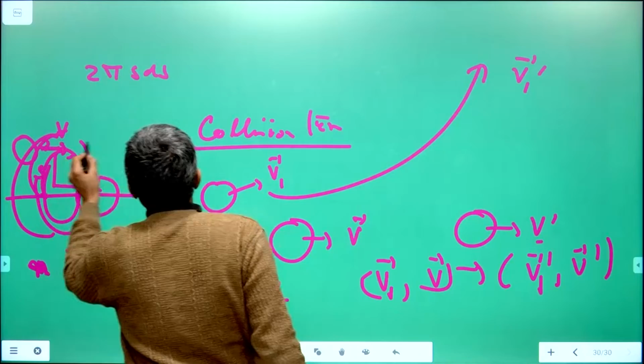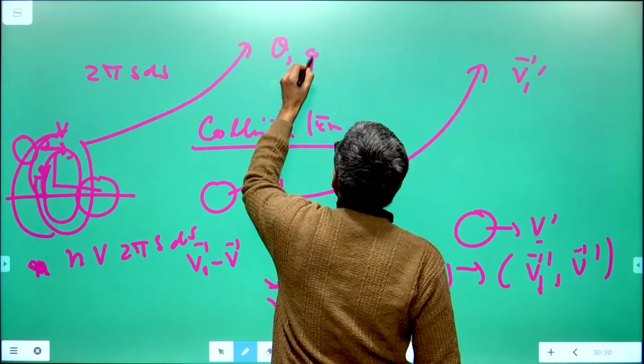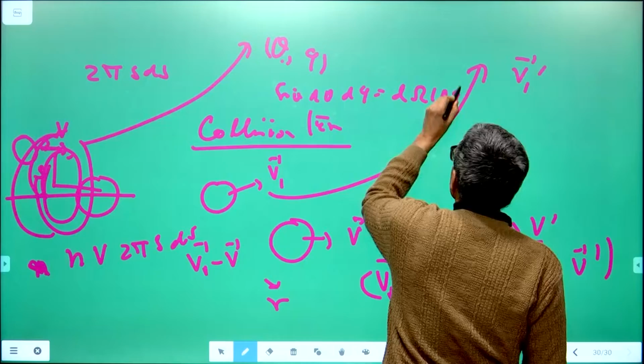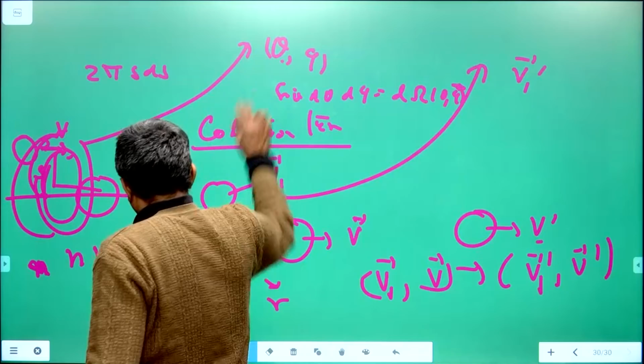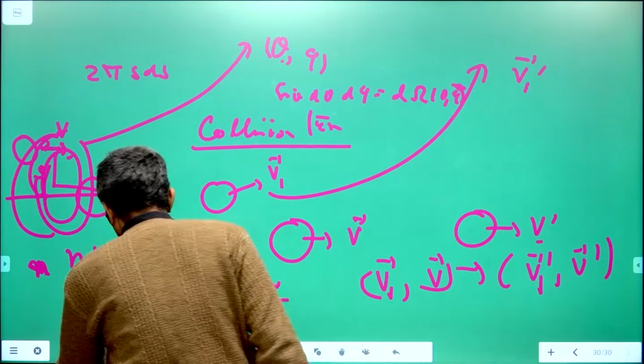A particle at a distance s will eventually get scattered to an angle theta, into a solid angle which makes an angle theta with the scattering center. So this is theta, phi. The differential solid angle around theta phi is sin theta d theta d phi, which is d omega of theta phi. These particles get scattered into this solid angle, and you look at the number of particles which cross unit solid angle in unit time after scattering. How much is that? It is given by n v 2 pi s.